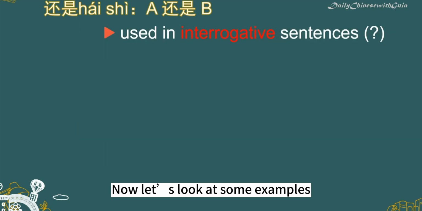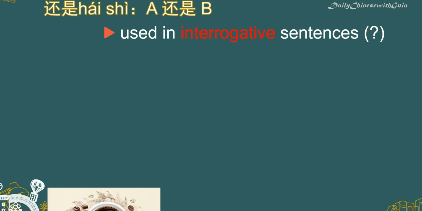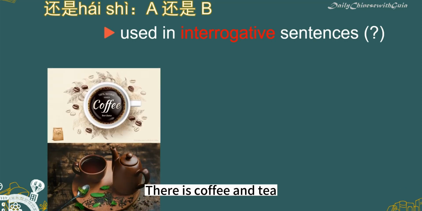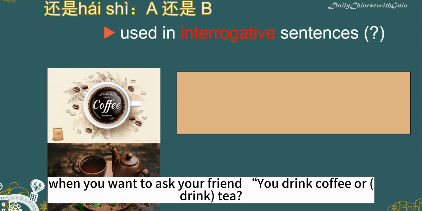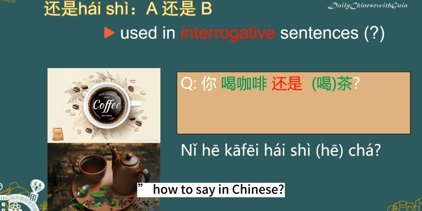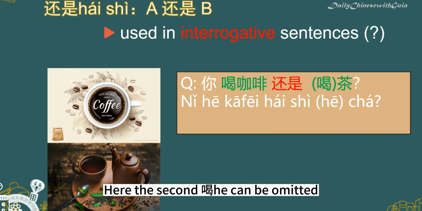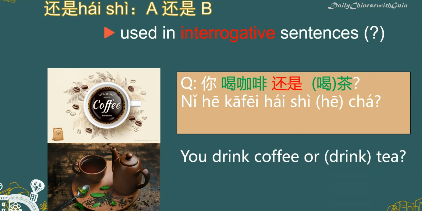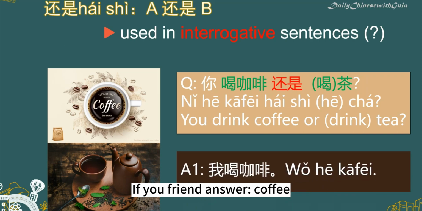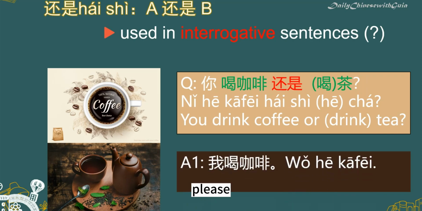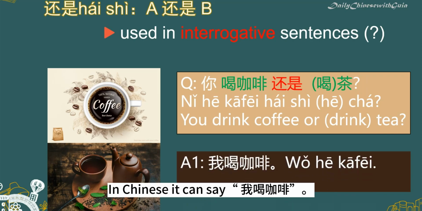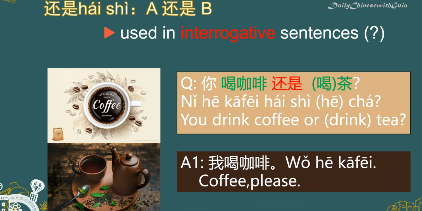Now, let's look at some examples. Here, there is coffee and tea. When you want to ask your friend, do you drink coffee or drink tea, how do you say it in Chinese? 你喝咖啡还是喝茶? Here, the second verb 喝 can be omitted. If your friend answers, coffee please, in Chinese, they can say 我喝咖啡.